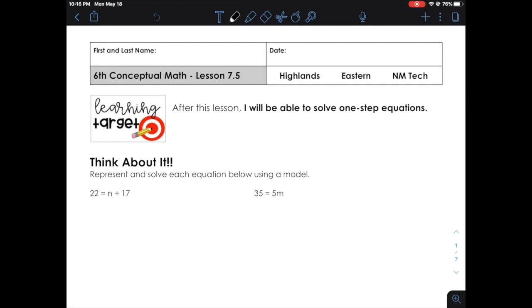Hey guys, I'm here to do lesson 7.5 with you. Your learning target for today's lesson is I will be able to solve one-step equations.